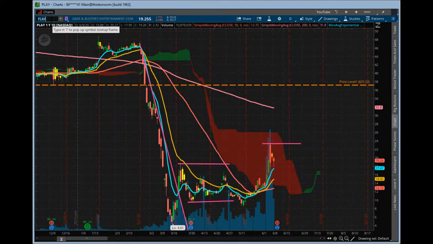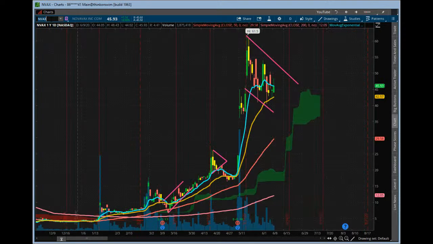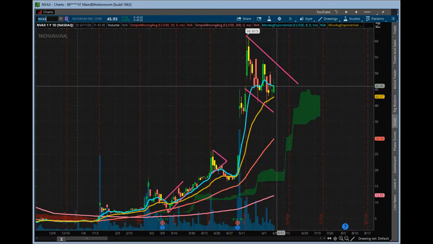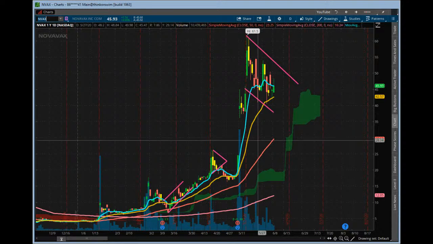And then NVAX. How's this thing doing? Okay, it's just kind of hanging in there. Still kind of doing this flag type thing, upper shadow right here, but sandwiched between the 8 and the 21. So a little bit tough there, but let's see if we can kind of grow from there. So good stuff.